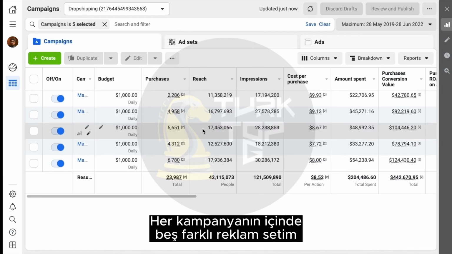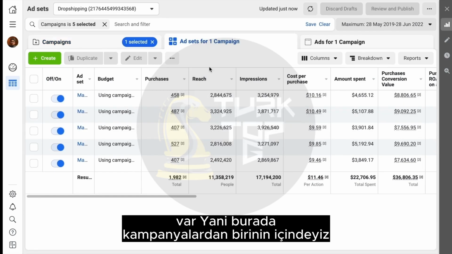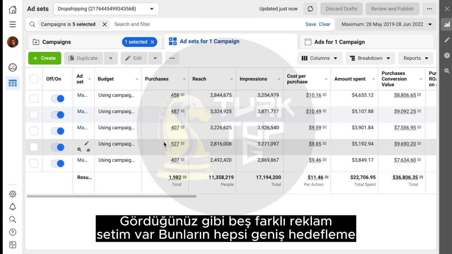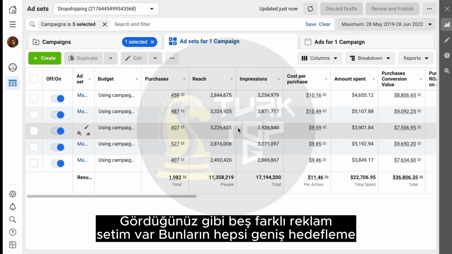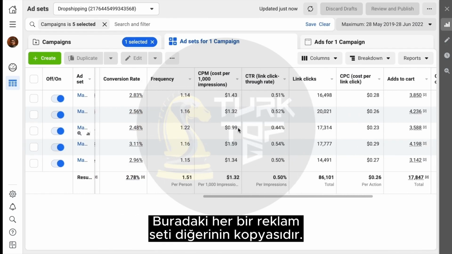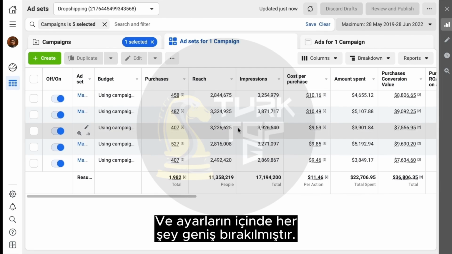Inside each campaign, I have 5 different ad sets. So here we are inside one of the campaigns. As you can see, I have 5 different ad sets. All of these are targeting broad. Every single ad set in here is a duplicate of the other one. And inside the settings, everything is left broad.